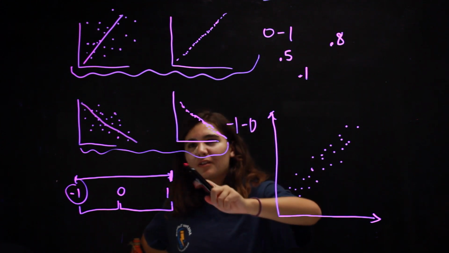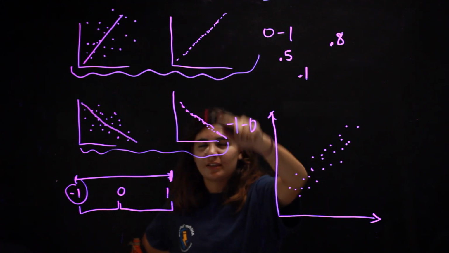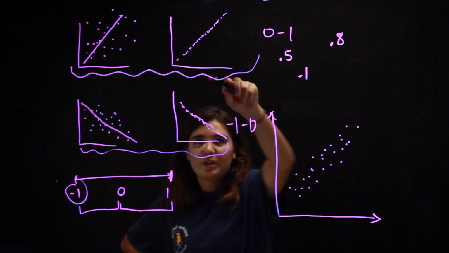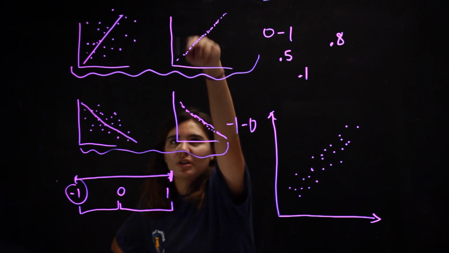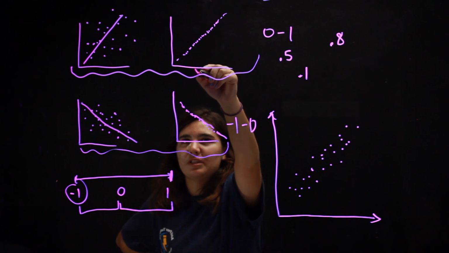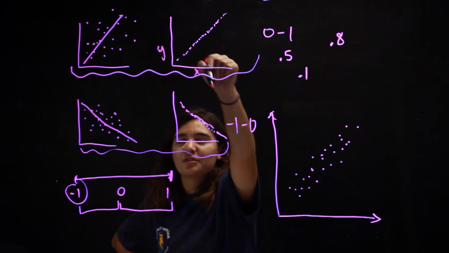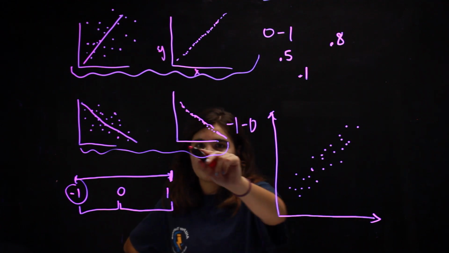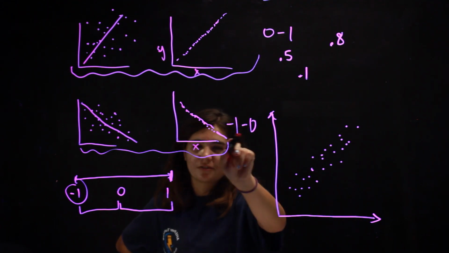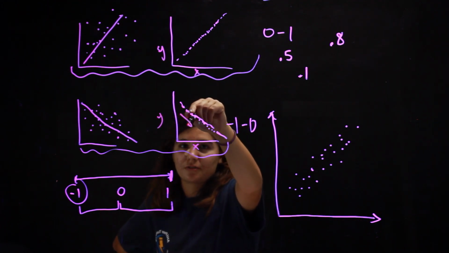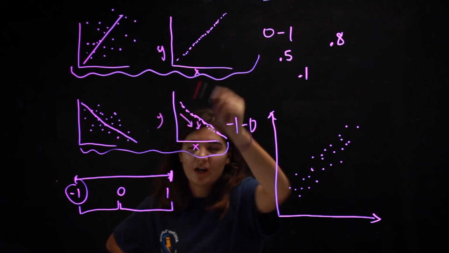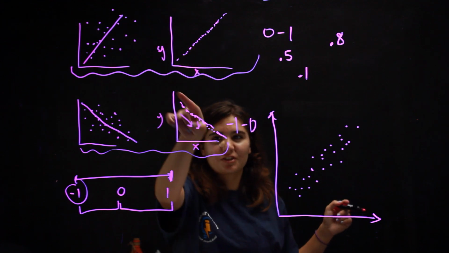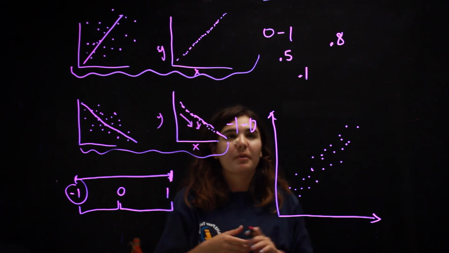When the graph is positive, like this, it means that there's a positive relationship between these two variables, right? Between the x and y. It means as x increases, y also increases. And if there's a negative relationship, it means as x increases, y is decreasing. So this is a positive relationship, this is a negative relationship.